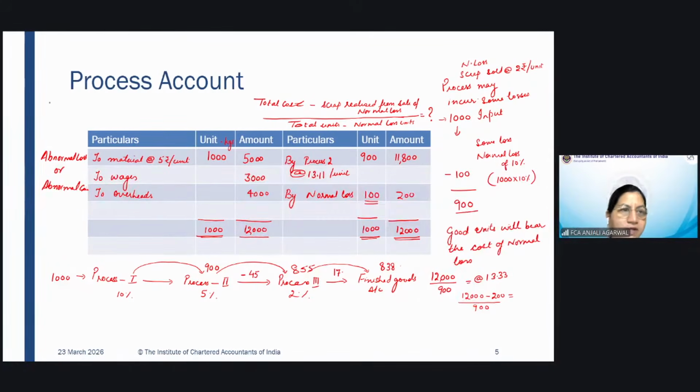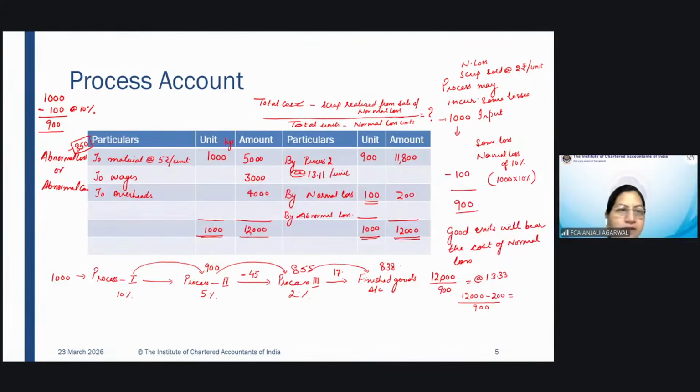So in this process 1, like we have taken an example, 1,000 units were introduced, and there should be a normal loss of 100 units, 10%. So 900 units should move to the next process. Now, if in the next process we have only 850 units, which are completed and going to move to the next process, where have the remaining 50 units gone? They become abnormal loss. And abnormal loss will be written on the credit side here only, if there is any.